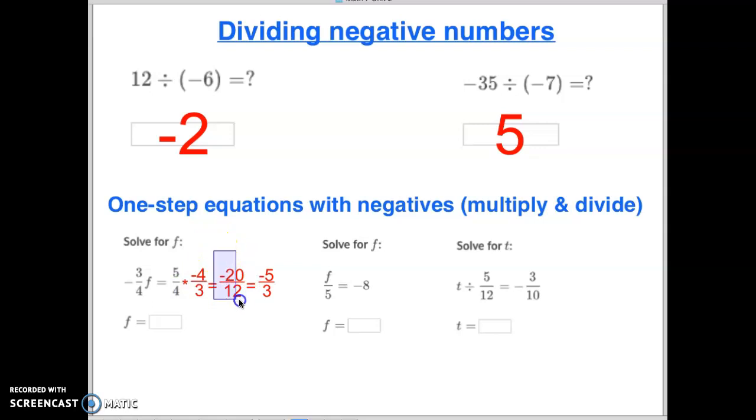Then, as we always do, can that be simplified? Well, yeah, they can both be divided by 4. So when we divide them both by 4, we get to that answer right there. And that's our answer. All right, next one.